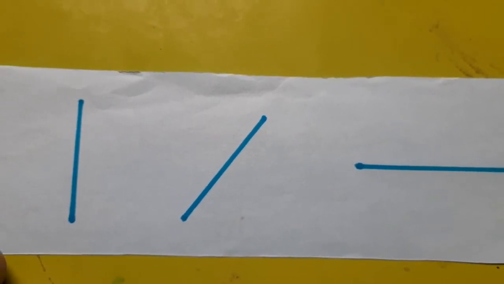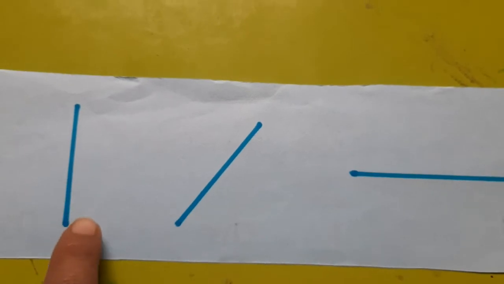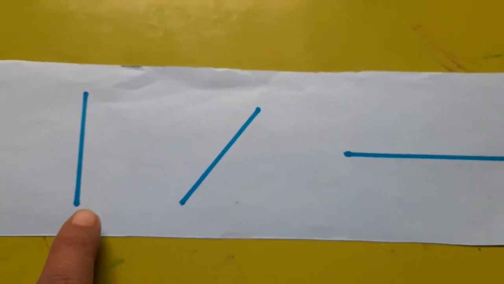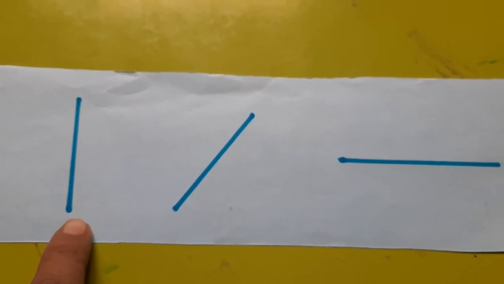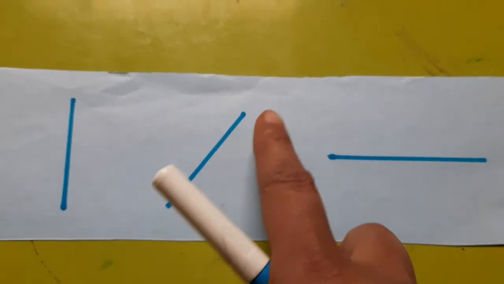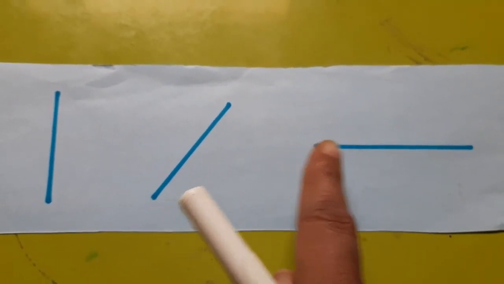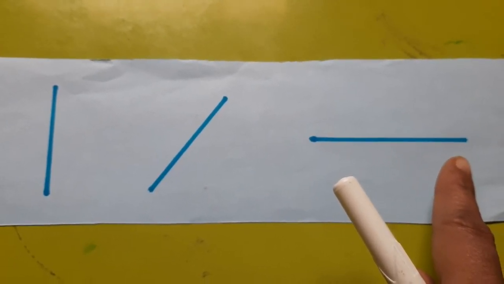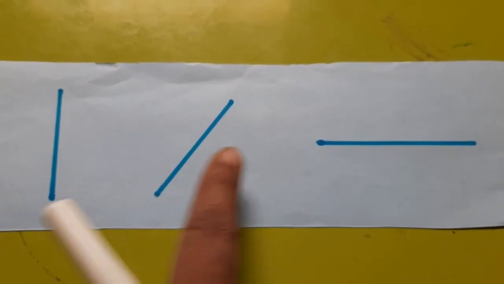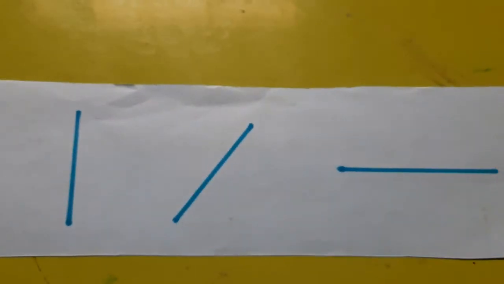Here you can see this is the straight line. A straight line cannot bend, but it can change the position. Here it is a straight line, a standing line or vertical line we can say. If it changes the position, then it will become a slanting line. Again if it changes the position, then it will become a sleeping line. These standing lines, slanting lines and sleeping lines are all examples of straight lines only.